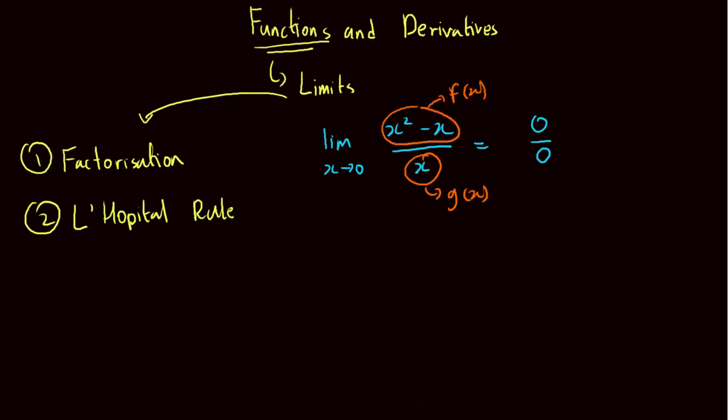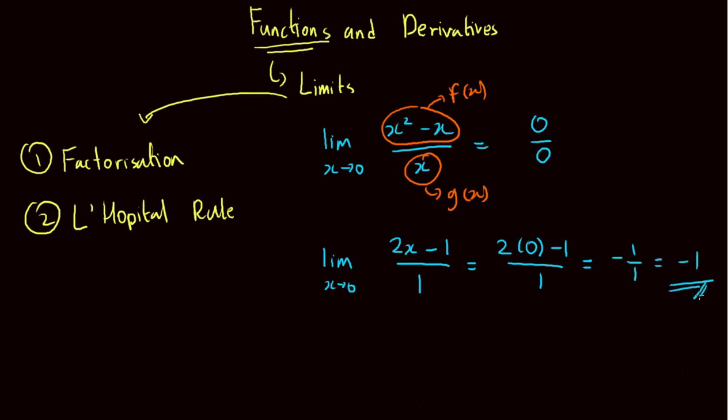Cool. So we do the derivative. What happens is that we get the limit as x approaches 0 of (2x minus 1) over 1. So we get 2 times 0 minus 1 over 1, so it just becomes negative 1 over 1, which is negative 1. So that's our answer. We can go with either method really.